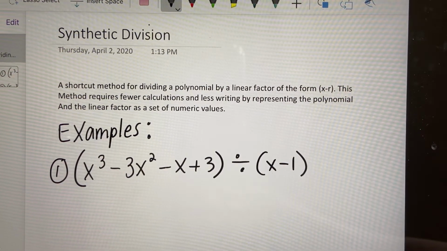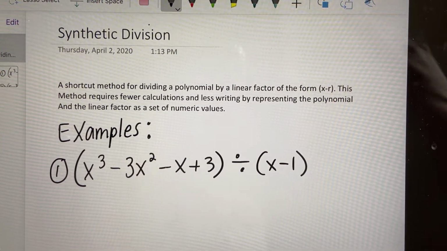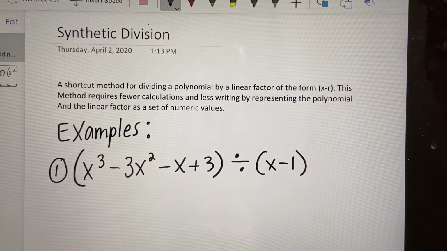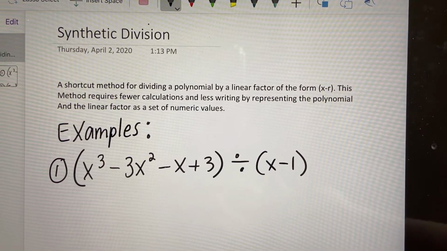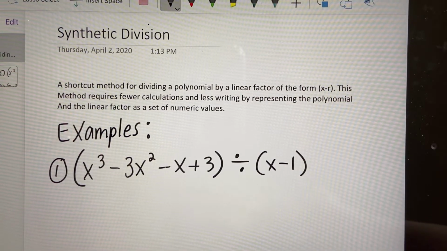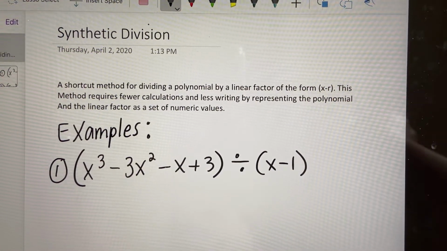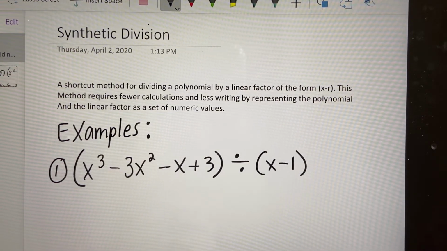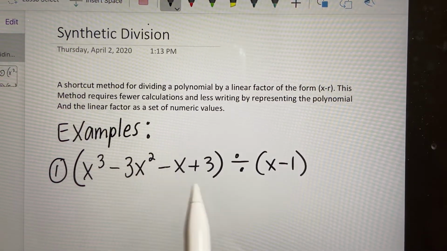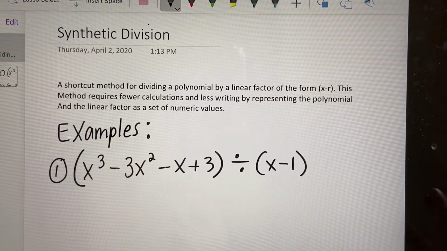It's a shortcut method for dividing a polynomial by a linear factor of the form x minus r, which means it has to be a binomial for this to work. This method requires fewer calculations and less writing by representing the polynomial and the linear factor as a set of numerical values. So what that means is we're going to be taking out the x's and just using the coefficients, the numbers in front of the variables. Okay, so let's go ahead and set up a problem and see what to do.